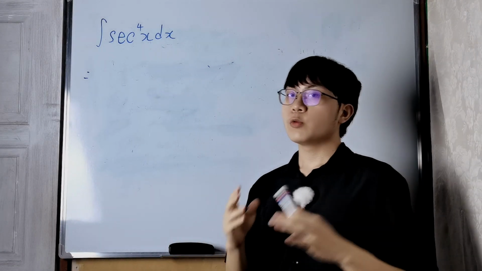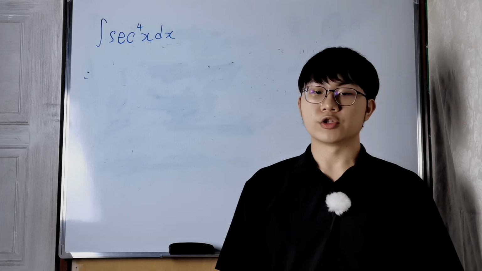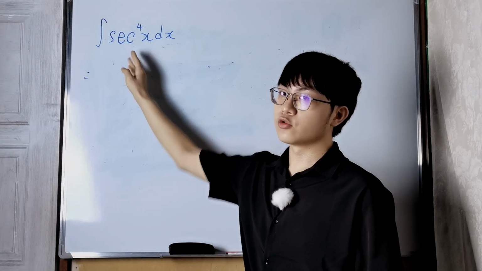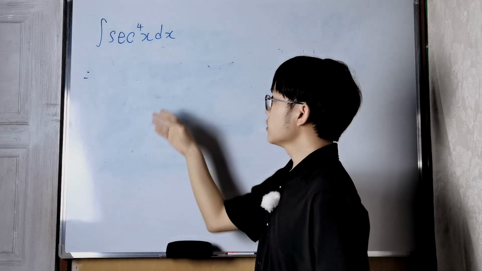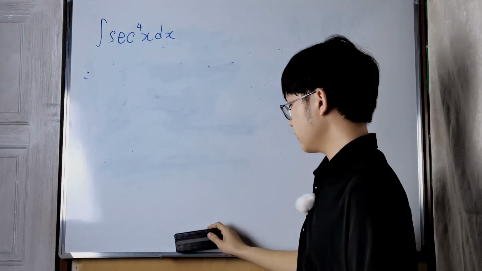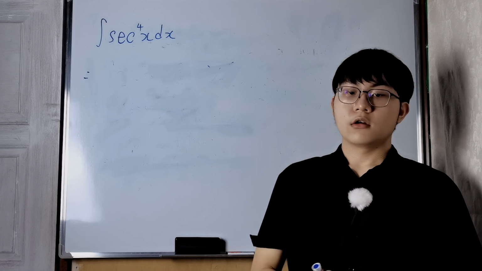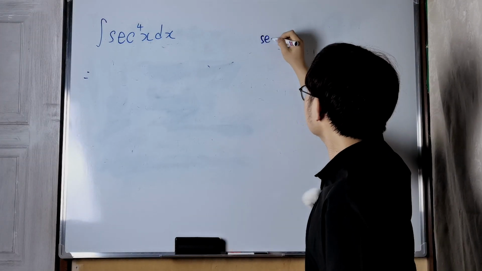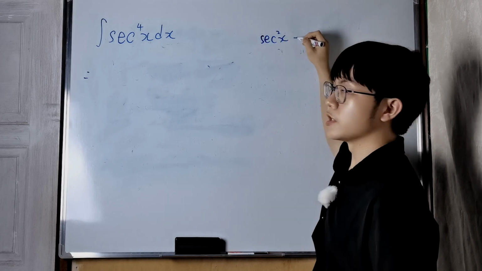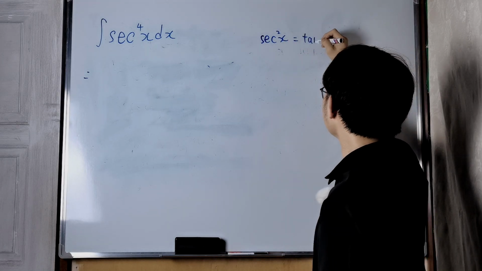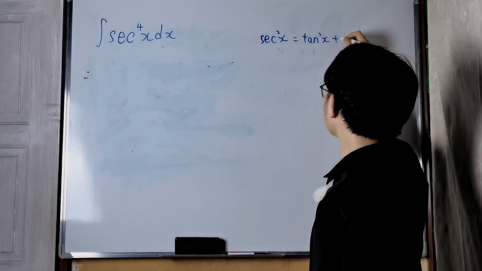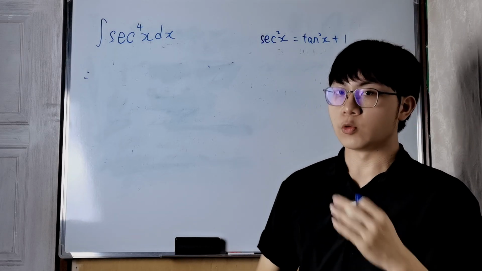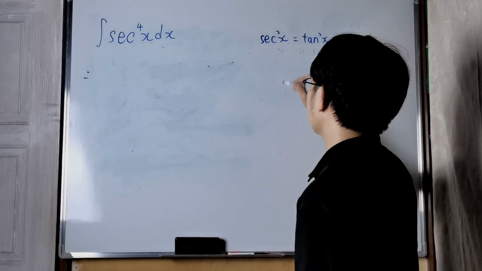First, it's always good to do some preparation. Generally, we have a lot of formulas regarding the trigonometric function. It is secant. So we know secant x squared is equal to tangent x squared plus 1. And also we know secant is the inverse version of cosine.